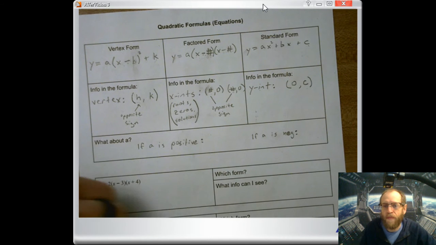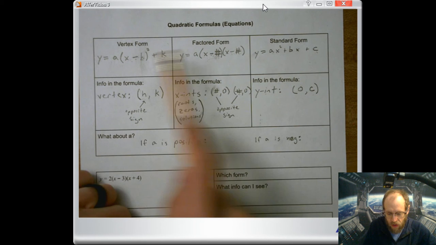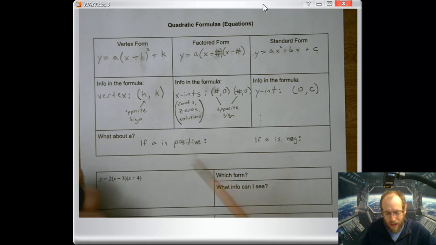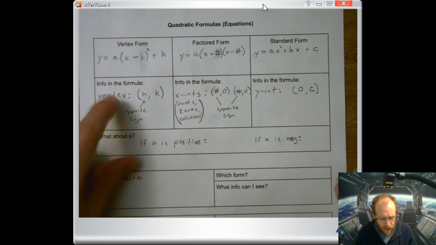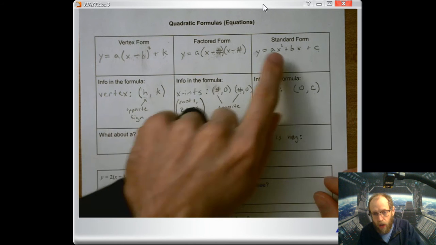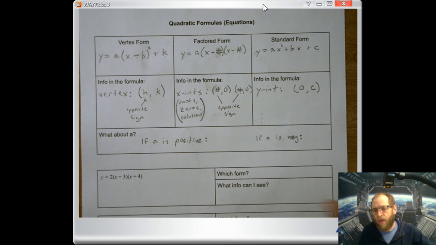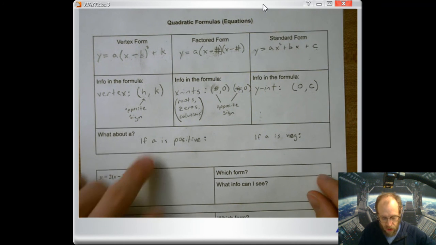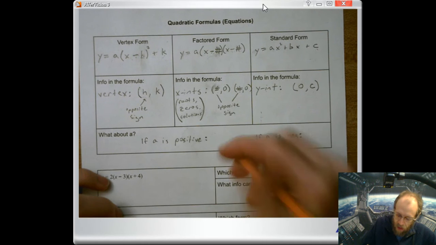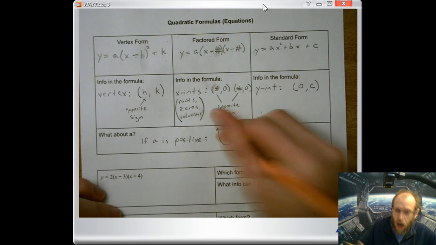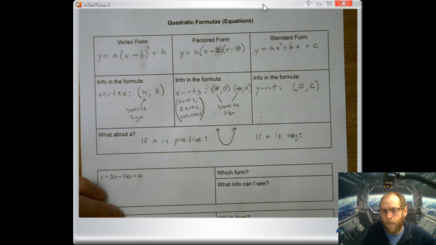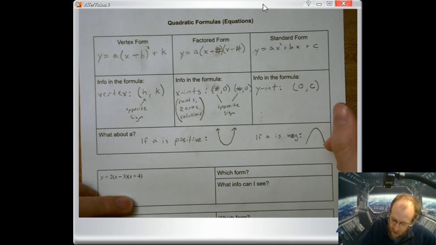So that's my y-intercept. So again, each one of these three forms tells me different important points on my parabola. But what about a? I see an a value in all of these different formulas, and in all of these different formulas, it does the exact same thing. If a is positive, then our parabola opens up. And if a is negative, our parabola opens down.